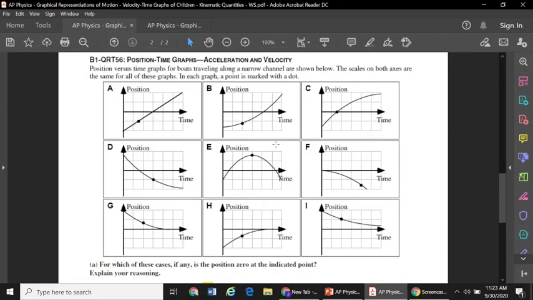So to figure out which graph is showing you a constant 0 acceleration, you are looking for a constant slope. Because if the slope is constant, the velocity is constant, and that means the acceleration is 0. Now, the way that you tell the slope of a graph is constant is if the line is straight. If the line is curved, that means the slope is changing. And only one of these graphs has a constant slope. And that's graph A. Graph A is the only graph here with a constant slope.